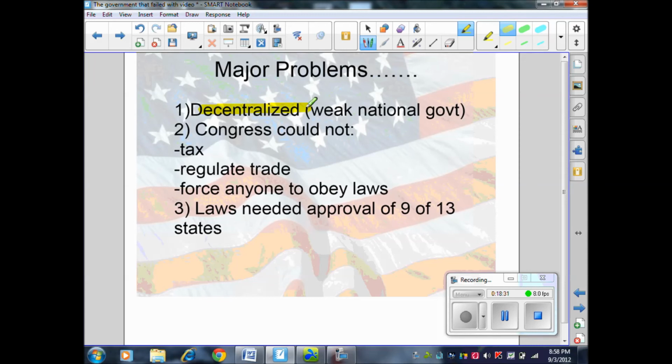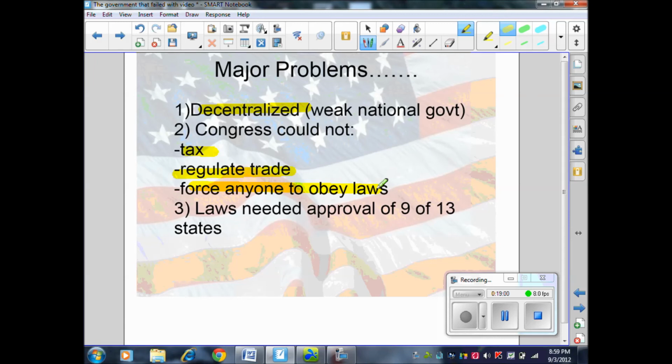They actually competed against one another because they were each regulating their own trade policies. They were each taxing individually. And that was because the national government could not. The national government could not tax. The national government could not regulate trade. So each state was in competition with the other states to trade with other states and to trade internationally. The other thing Congress couldn't do was enforce laws. They could write laws, but they couldn't force anyone to follow them.